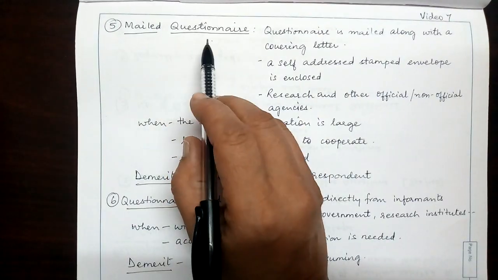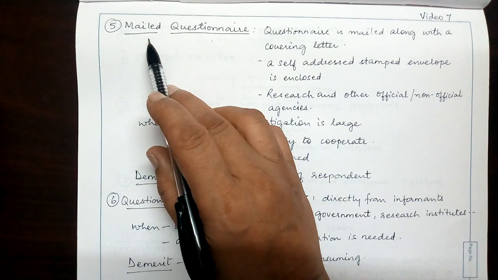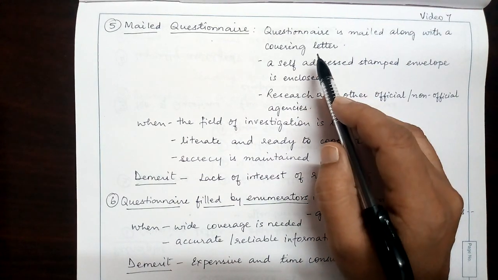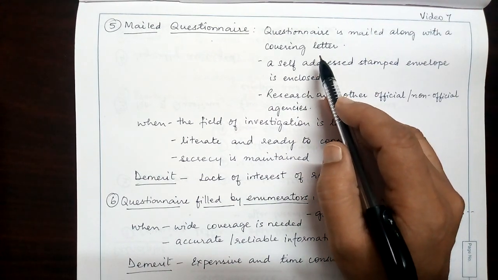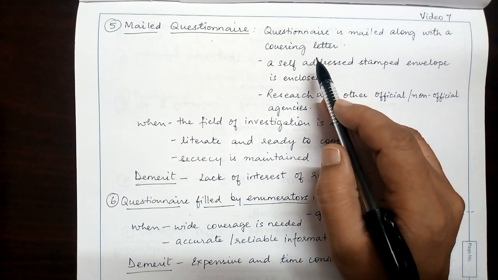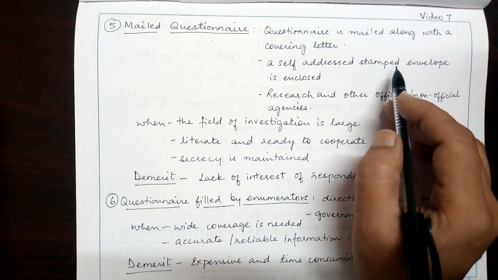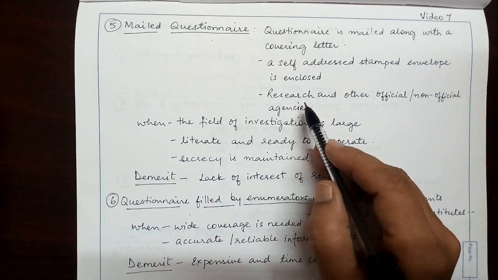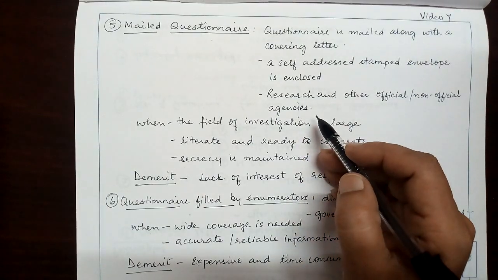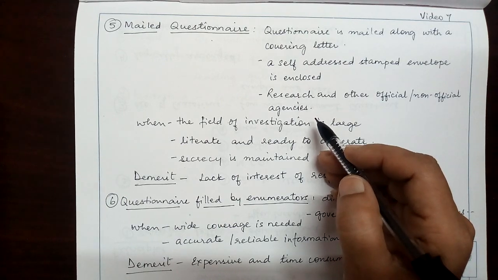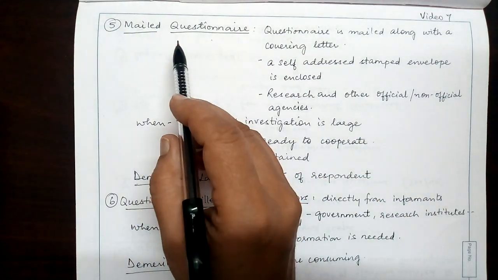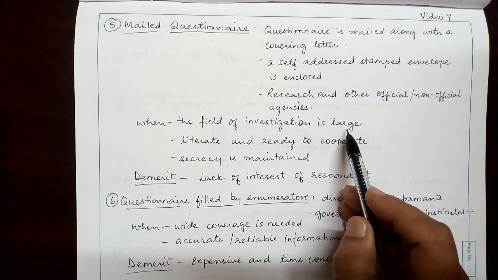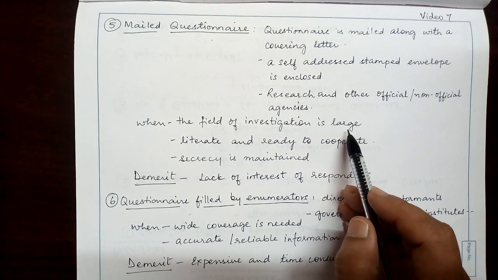As the name tells, mailed questionnaires are questionnaires that are mailed to people. The questionnaire is mailed along with a covering letter that gives them the information as to why this questionnaire, with a self-addressed stamped envelope. Now these kinds of questionnaires are conducted when research and other official, non-official agencies want to investigate. This kind of questionnaire is conducted when the field of investigation is very large and you need to reach out to many people at the same time.